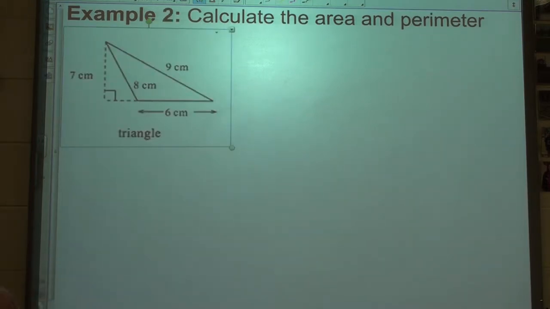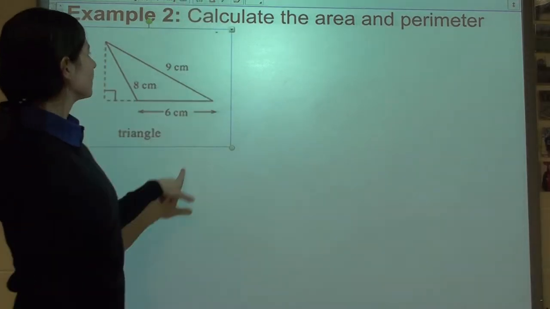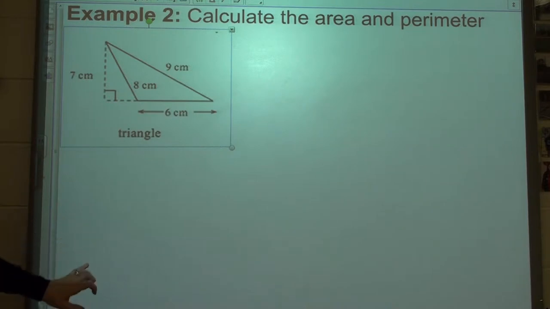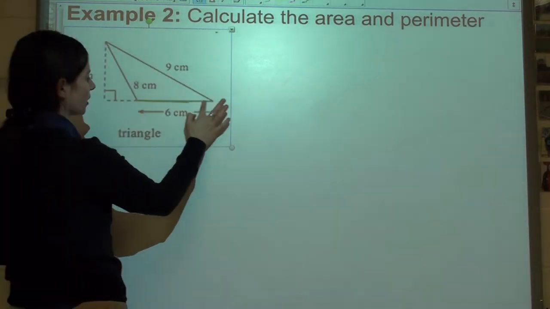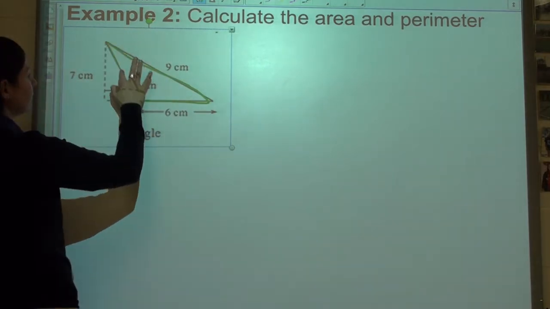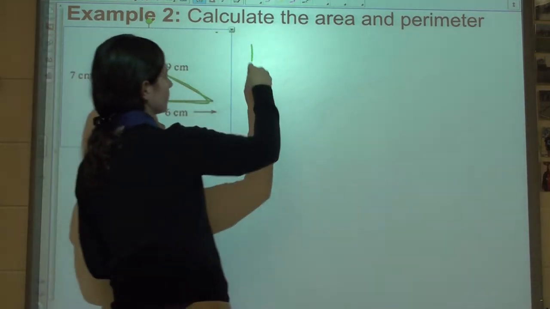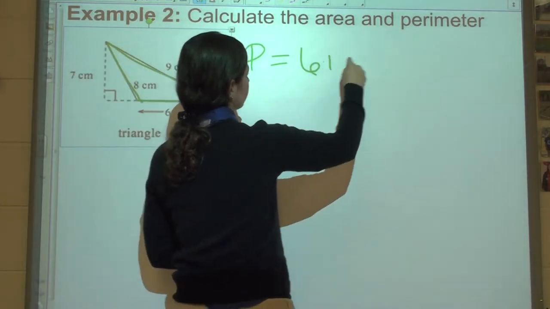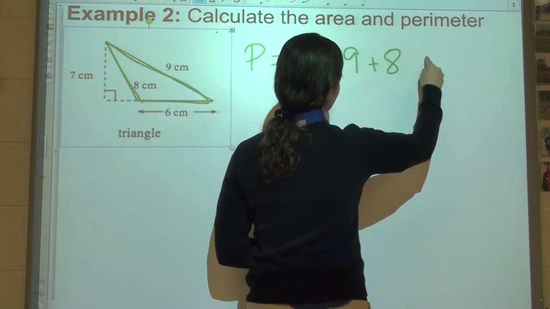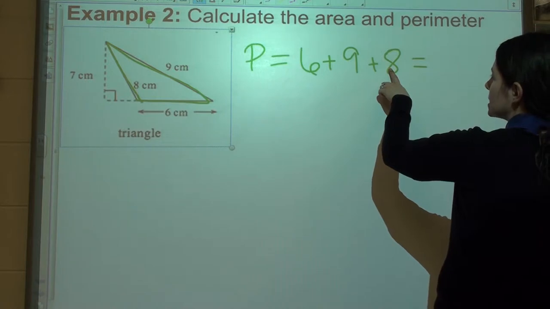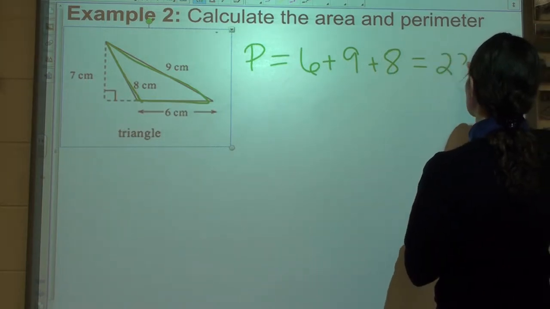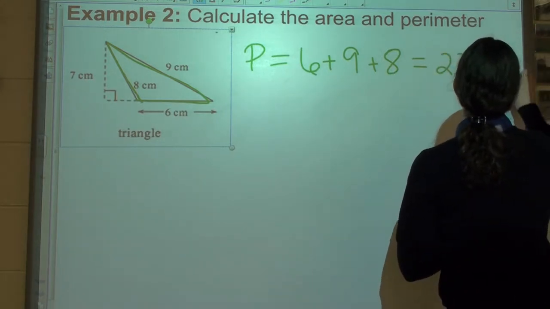All right, for example 2, we're going to calculate the area for this triangle. So again, for perimeter, we're just going to go around our sides. So we've got 6 plus 9 plus 8. All right, 9 plus 8 is 17, plus 6 is going to give me 23 centimeters.